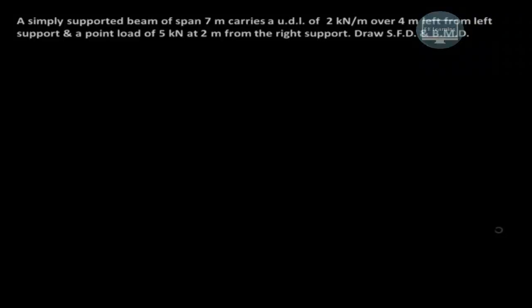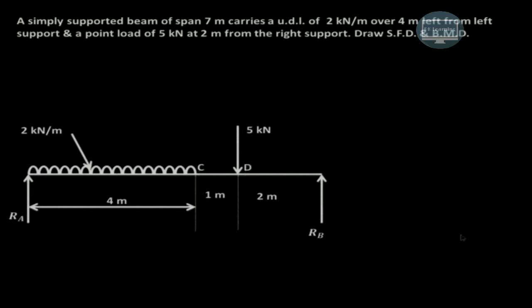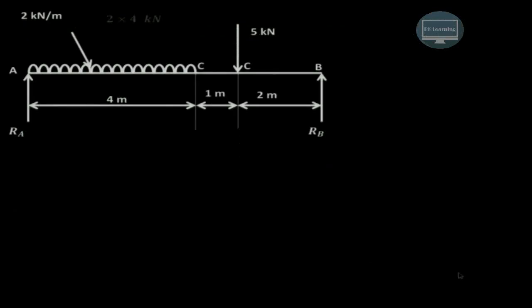Okay, so let us try to understand how to draw the shear force and bending moment diagram in case of a simply supported beam carrying UDL and a point load. As shown over here, we have a simply supported beam of span 7 meter and it carries a UDL of 2 kN per meter at a distance of 4 meter from the left hand support. And similarly, we have a point load of 5 kN acting at a distance of 2 meter from the right hand support. The first step is to find out the reactions Ra and Rb.